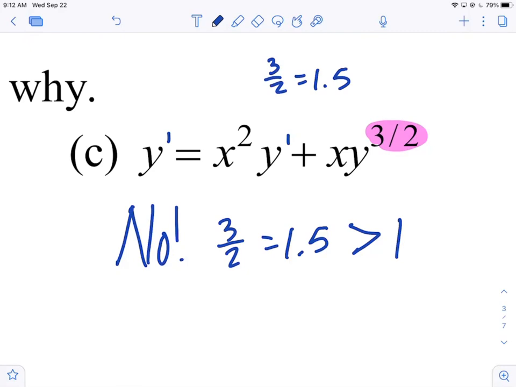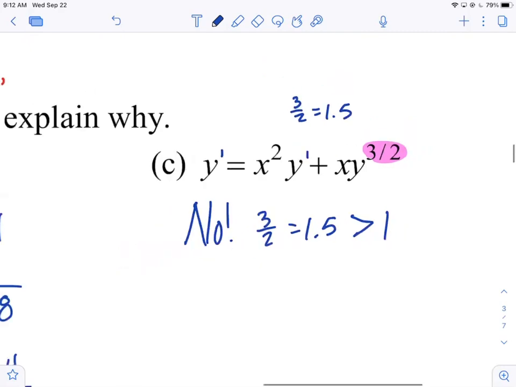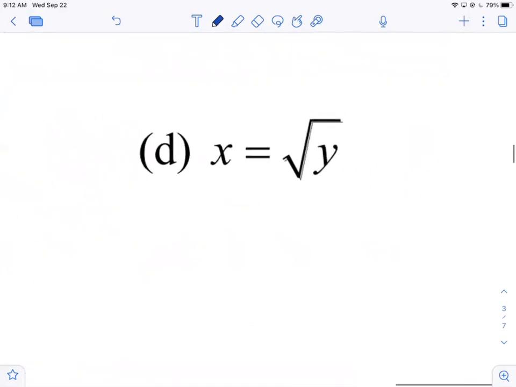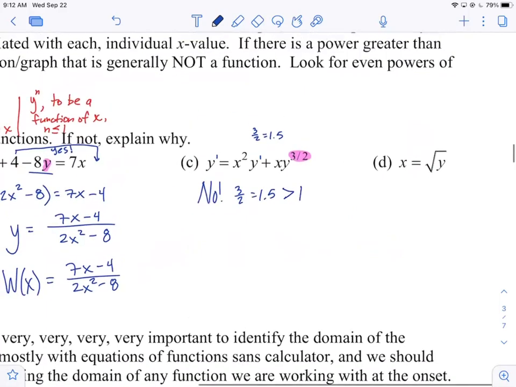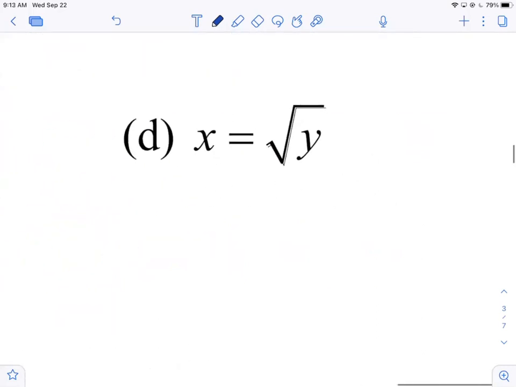So in this case, you look at the exponent, it's like, no. If it's bigger than 1, it's not going to work, right? It has to be 1 or smaller. All right, now look at letter D. X equals the square root of y. What do you think? Function, yes or no?